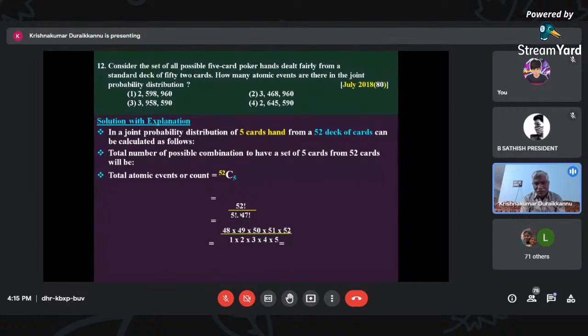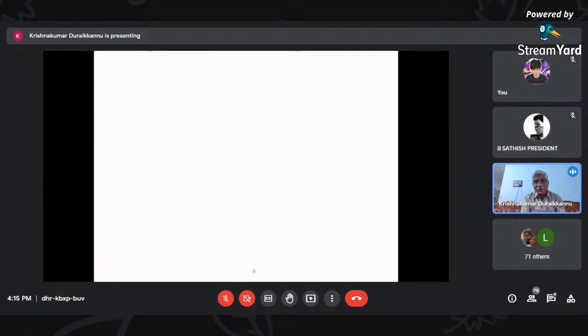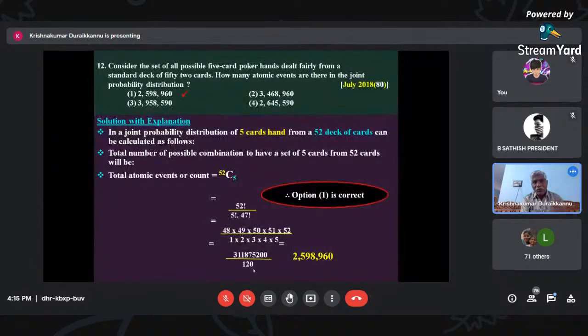We can expand this value. So 47 factorial cancels in the numerator. The remaining 48, 49, 50, 51, 52 remain the same. Here 5 factorial is 1 up to 5, and 5 factorial is 120. Now the result is 25,98,960. Option 1 is right. That is the joint probability.